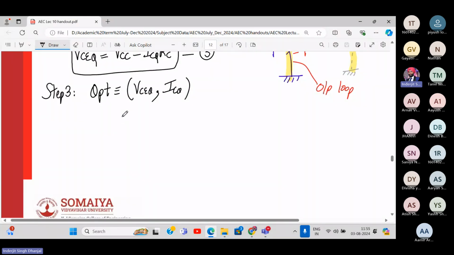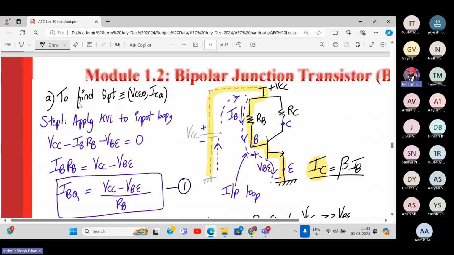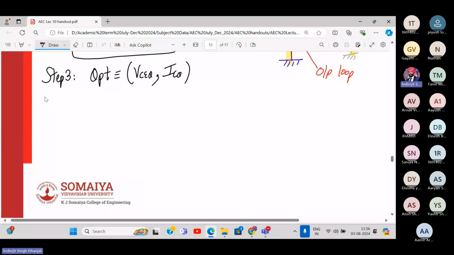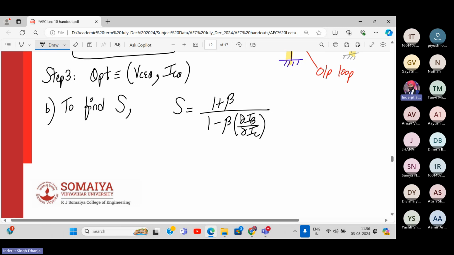Now, let's go to the second objective. This was the first one, right? A. Let's go to B, to find stability factor S. Now, what was the expression for S we have derived? 1 plus beta divided by 1 minus beta times delta IB upon delta IC. Correct or no? So from this expression, we can write beta, but delta IB upon delta IC expression we have to determine.